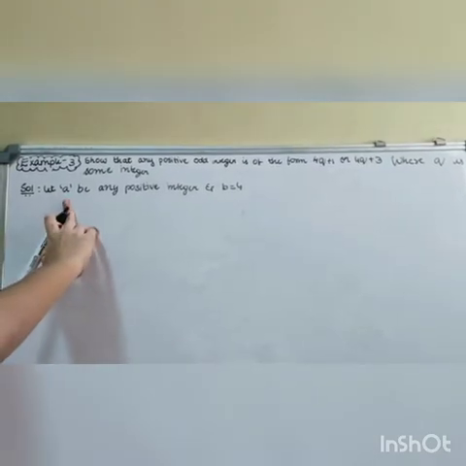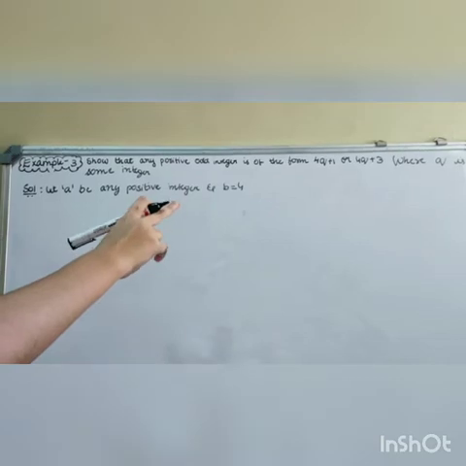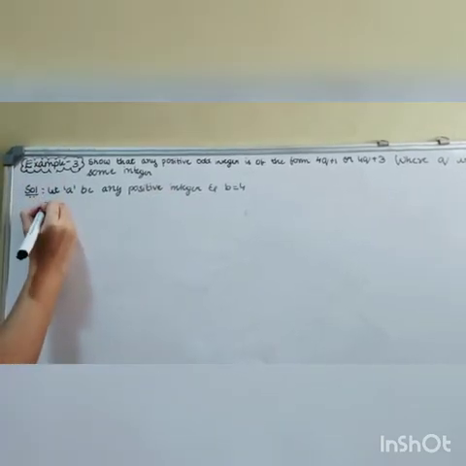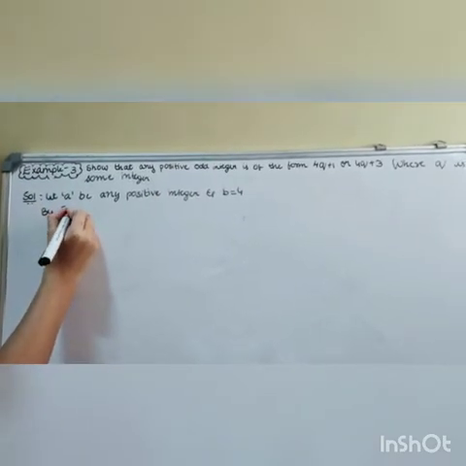We will take a as any positive integer and b is equal to 4. Now this is solved by Euclid's division.